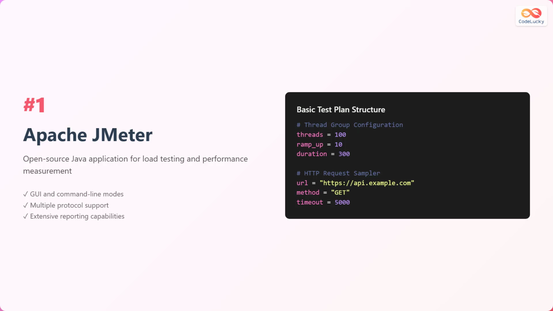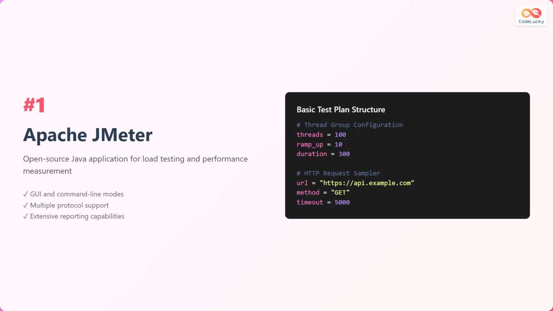It supports multiple protocols including HTTP, HTTPS, FTP, and JDBC. JMeter also has extensive reporting capabilities, providing detailed insights into your application's performance. Here's a basic test plan structure example.